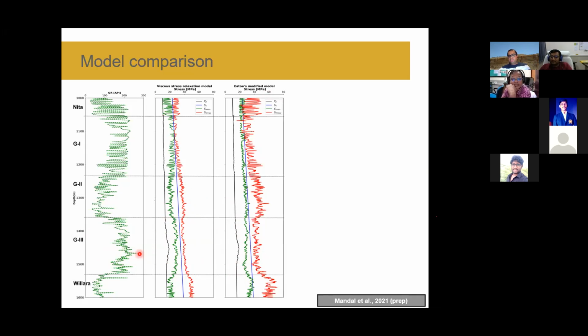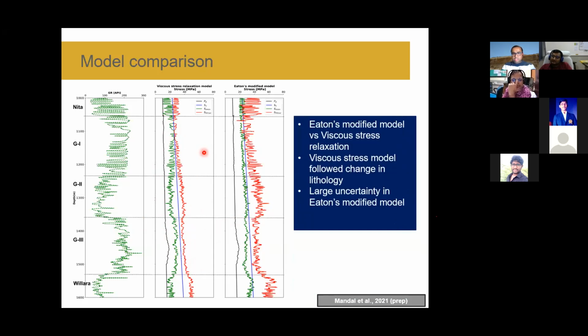And it explains a similar scenario as shown in this example. If you perforate in this interval here, your fracture will probably go upward or downward, both directions it can go, because stress is lower there. But once it reaches here, it cannot propagate further because you have a quite high stress boundary. That has been simulated also in this scenario. I'm not going to show that example. So Eaton's modified model versus the stress I compared, and you can see this viscoelastic model actually behaving as the layer is changing. So that is quite important.